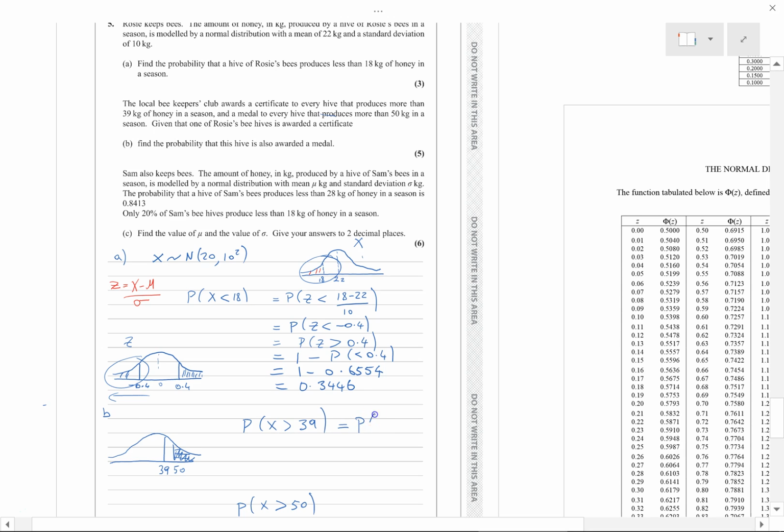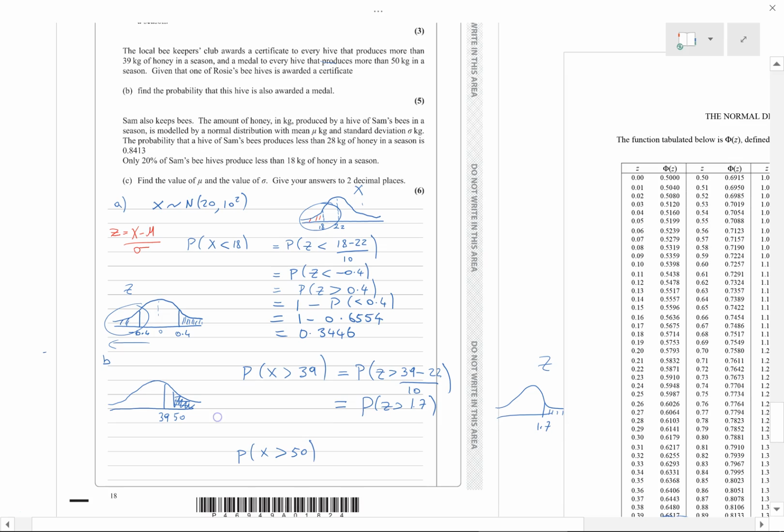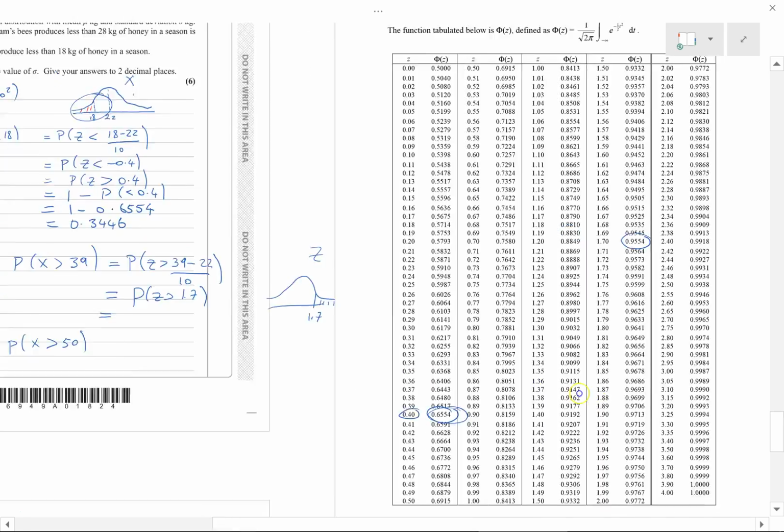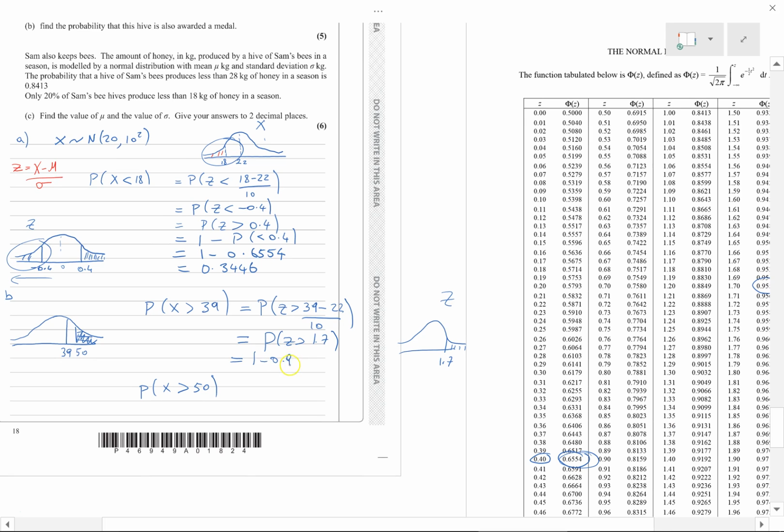So that's equal to the probability that z is greater than 39 take away the mean, which is 22, over the standard deviation. So that equals the probability that z is greater than 1.7. Now again, we could draw this on a diagram, either the original X distribution or the Z distribution here. We know that we're looking for a number less than 0.5, so we're going to do 1 minus 0.9554. And that gives us 0.0446.